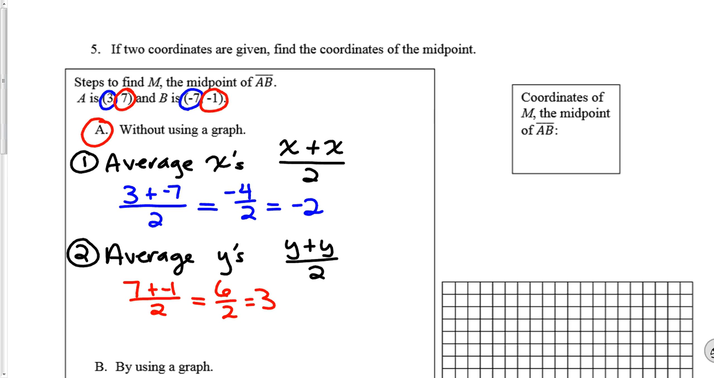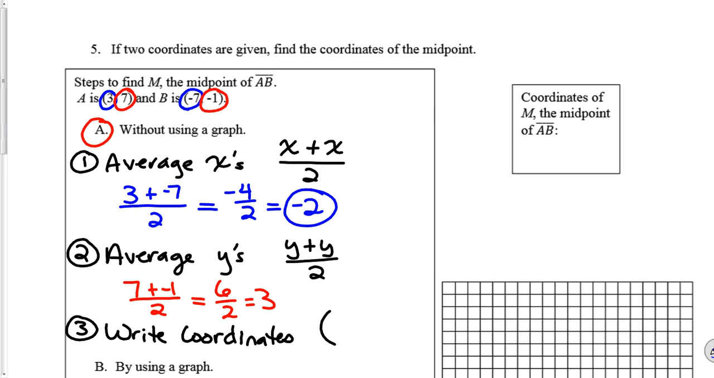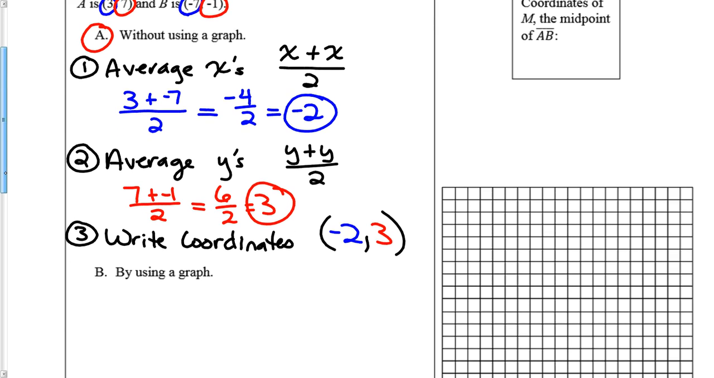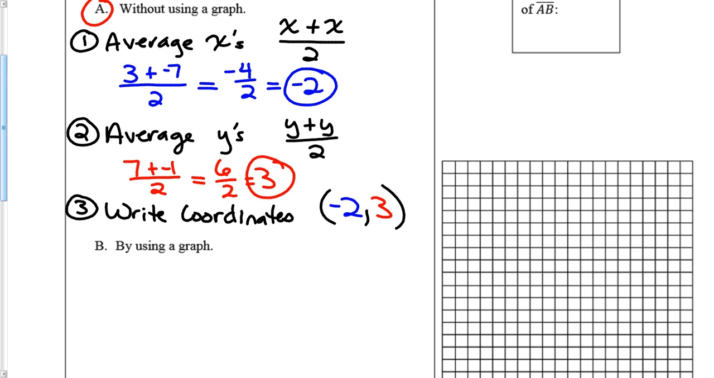Finally, I need to write the coordinates down. So to write that down, I put the x value first, just right here, and then I'm going to put the y value second, which is right here. And so the coordinates of the midpoint are at -2, 3. If you scroll down, pause the video if you need to write anything down.